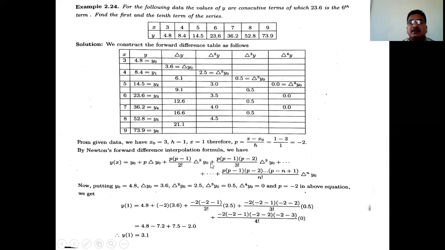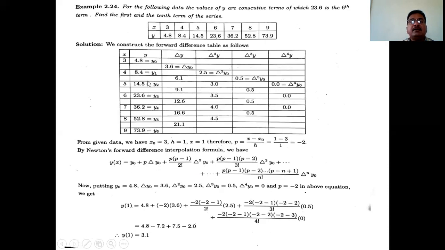So this is in different notations. We can write this formula in our notation: f of x is equal to f of a plus u delta f of a plus u(u minus 1) by 2 factorial delta square f of a, right? While writing the answer of this problem in your notebook, write this formula in our notation, that is f of x is equal to f of a plus u delta f of a plus u(u minus 1) by 2 factorial delta square f of a, and substitute the values.